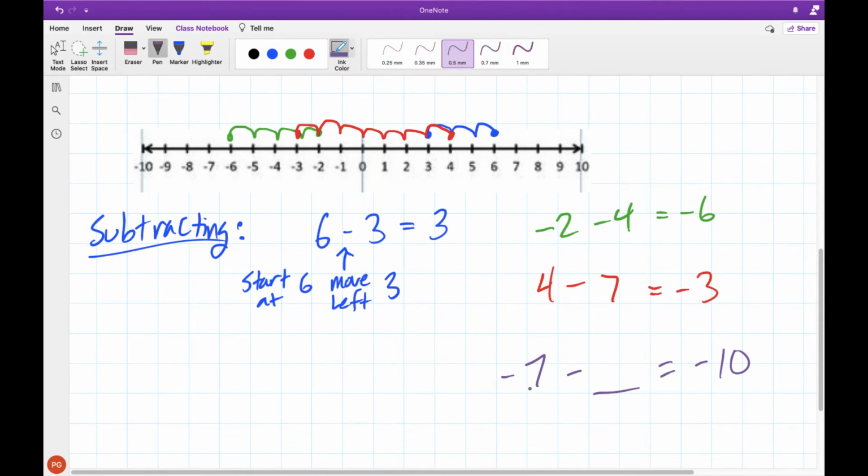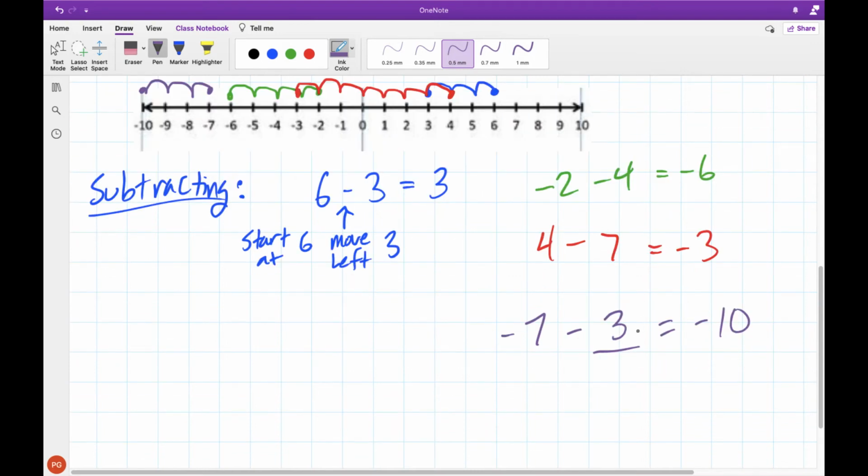Now our last one is also a little bit tricky. This one, we're starting at negative 7, and we know we want to end at negative 10, so how far to the left do we need to go? Well, we know we're starting here at negative 7. We want to end up over here at negative 10, so we go to the left 1, 2, 3 times, so this is going to be left by 3. Negative 7 minus 3 gives us negative 10.